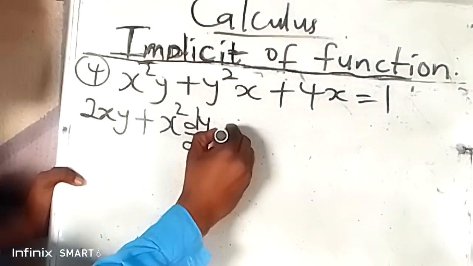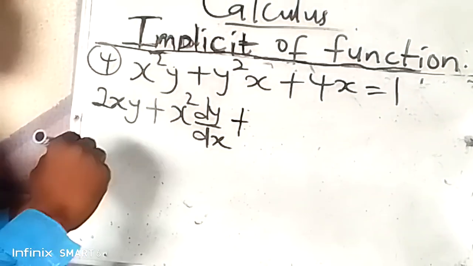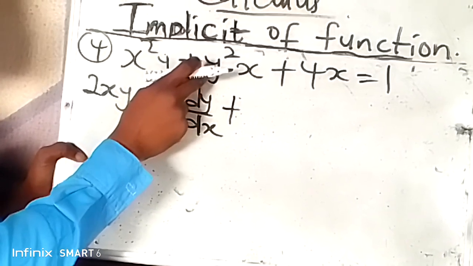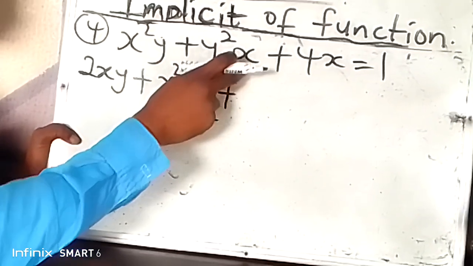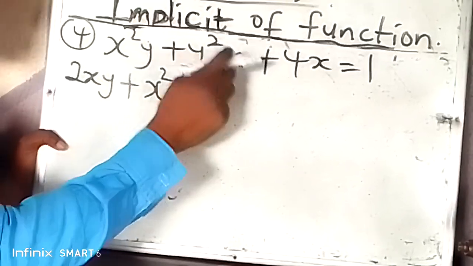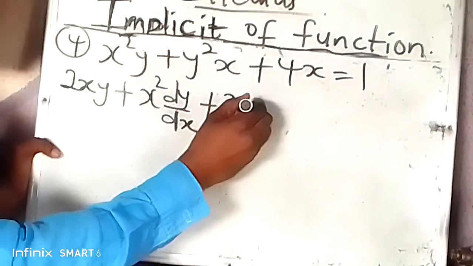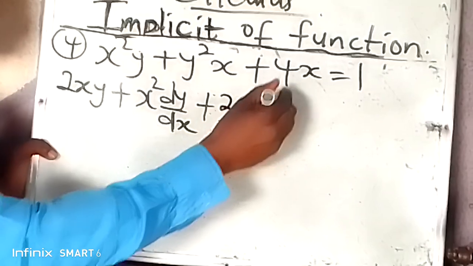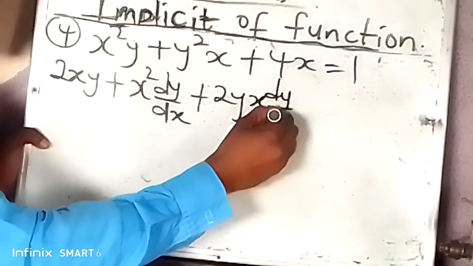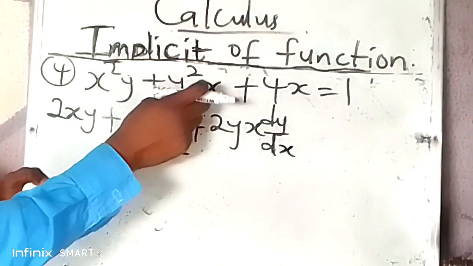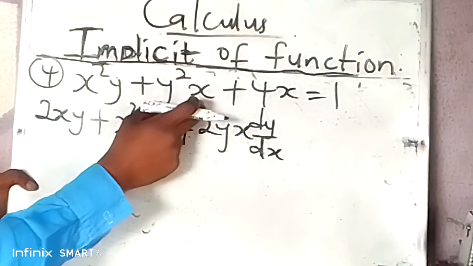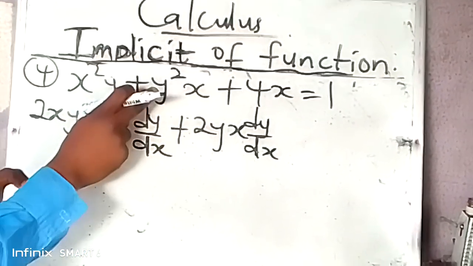Now let's move. Plus, if I differentiate y squared here, that's going to give me 2y. Don't forget, I'm going to write it with this one, 2yx. I'm going to write the dy/dx because I differentiate y. You know, when you differentiate y squared, that is 2y. But you have to write it with the second letter, 2yx. But because I differentiated y, that is dy/dx.